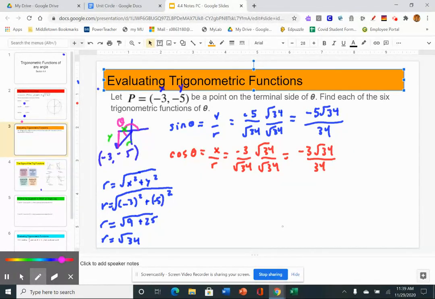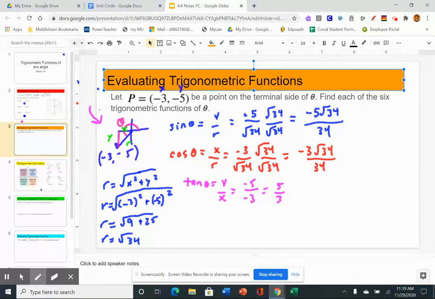Next, we're going to have the tangent. The tangent is just y over x. So we get a little bit of a break here. We get negative 5 over negative 3, which is just 5/3. So again, we're just applying those ratios. The image I drew over here, where now I'm just putting the arrow, that's really helping me create a visualization of what x is, what y is, what r is, and where I am. So we have 5 over 3 for tangent.